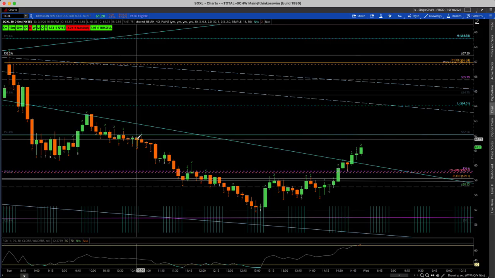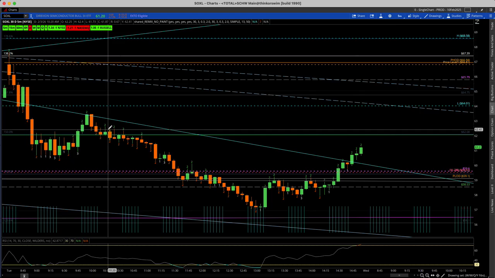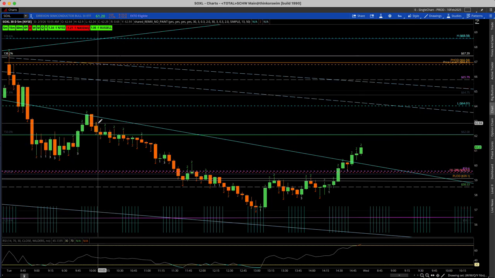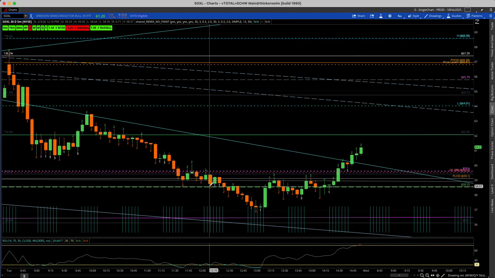And sure enough, after a little bit of sideways action, slowly sliding down, we were still getting the lower highs, lower lows, lower highs, lower lows, but they were very incremental, very, very small. And then finally, we did get the flush.